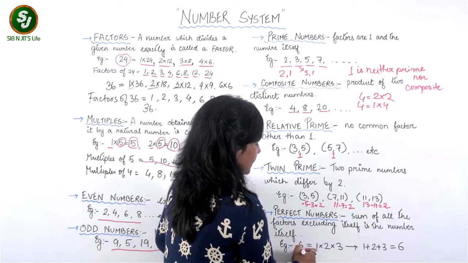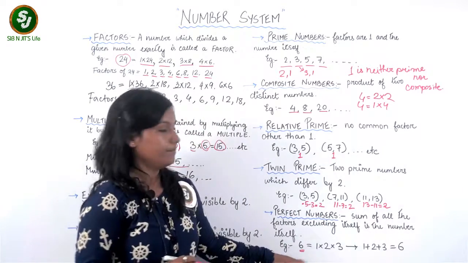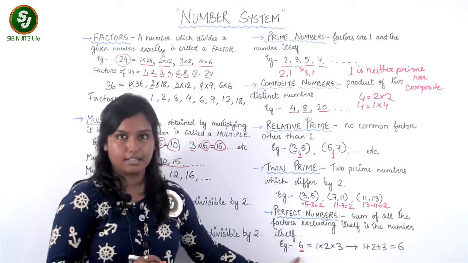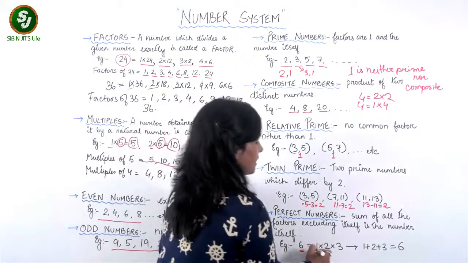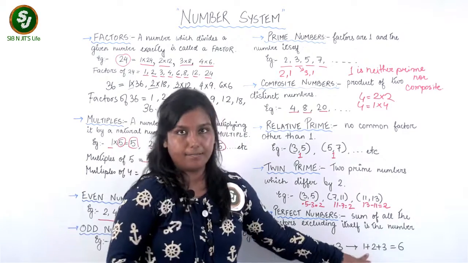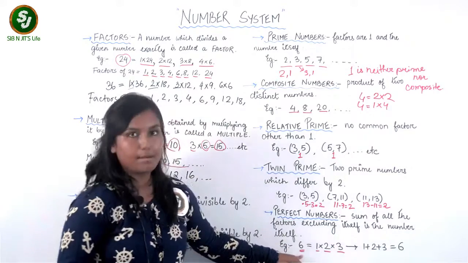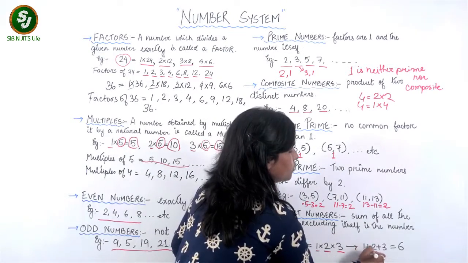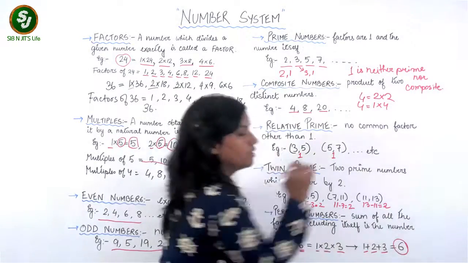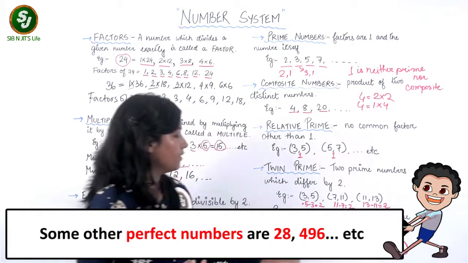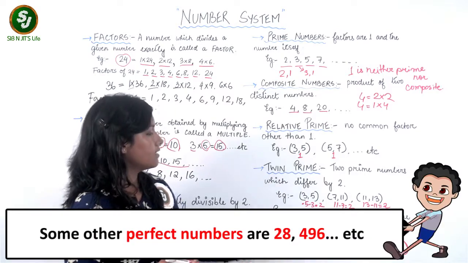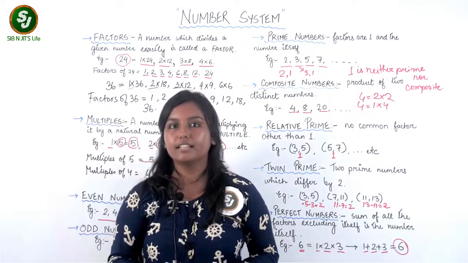So here you see 6. Factors of 6 are 1, 2, 3. 1 into 2 into 3 will give us 6. So these are the factors of 6, that is 1, 2 and 3. So when these factors are added, excluding the number itself, that is 1 plus 2 plus 3, when we add them, the result is also 6, which is the same number whose factors we are finding. Then in such a case, these numbers are termed your perfect numbers.